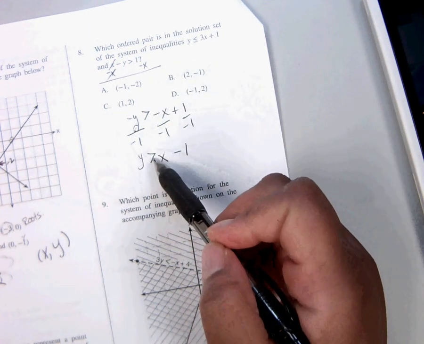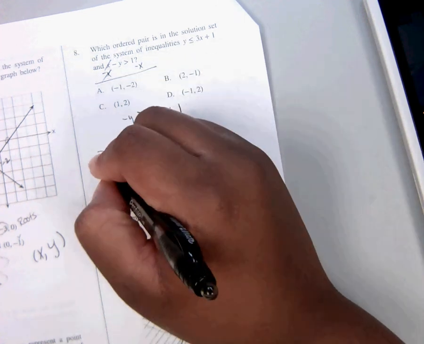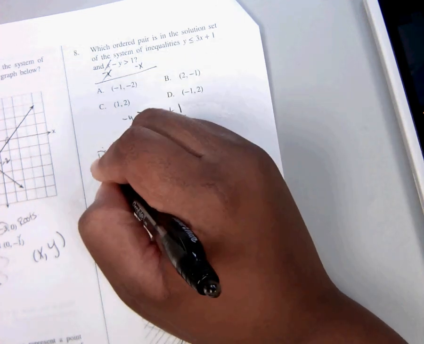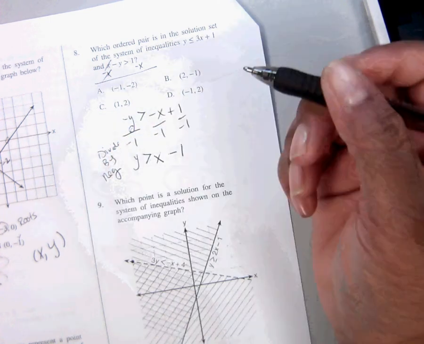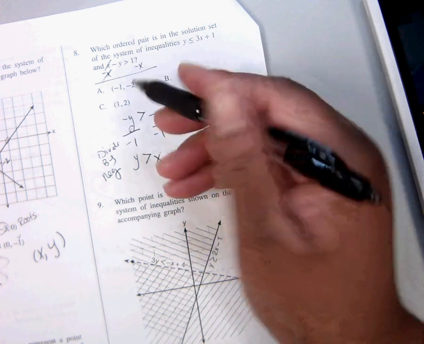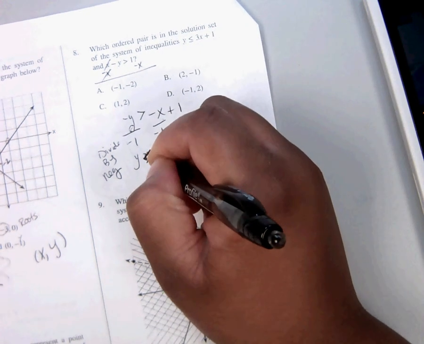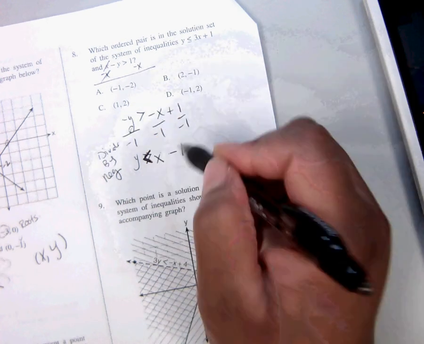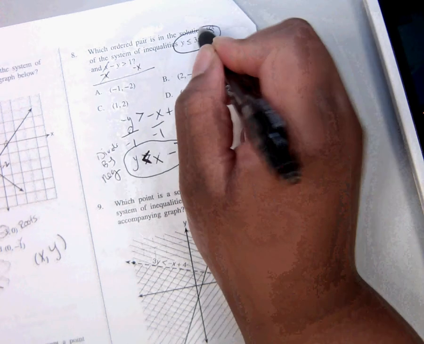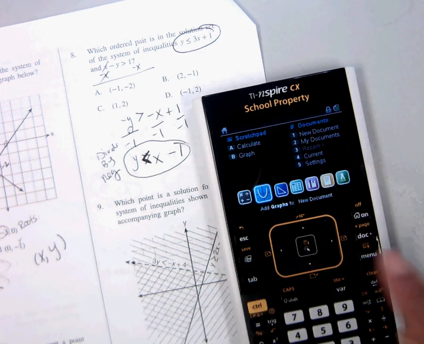I was hoping somebody would say, aren't you supposed to flip it? Yes. Whenever you divide by a negative, even when you multiply by a negative, but right here we're dividing. When you divide by a negative, this sign has to flip. So be very careful. So we're going to enter this in and that one in the calculator and look for a point in the shaded region.